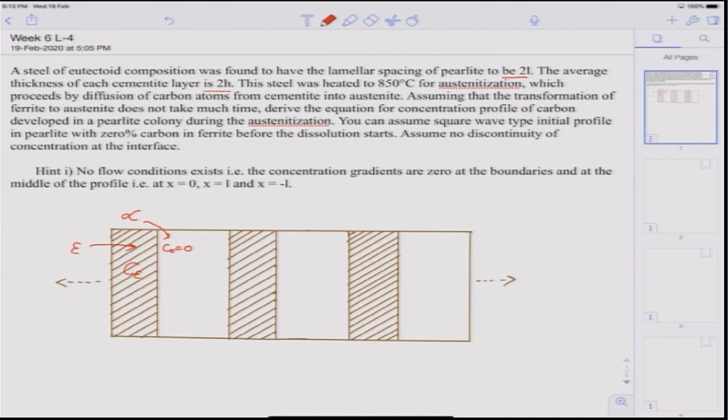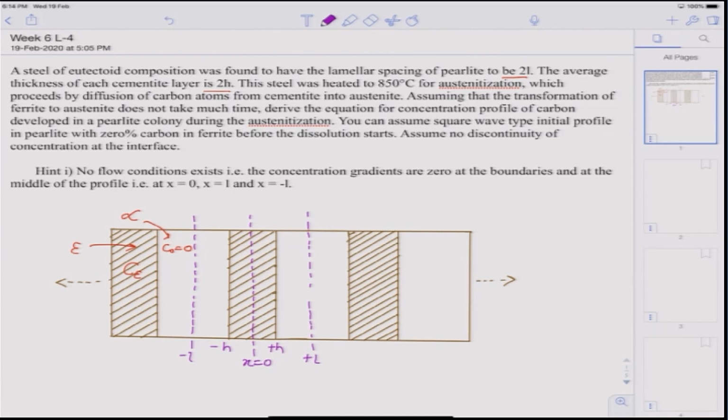So, if we consider our x equal to 0 at the center of any of the cementite layer, then the two edges of this cementite layer would be x equal to minus H and x equal to plus H, and since the period is 2L, the center of the two adjacent ferrite layers will be x equal to minus L and x equal to plus L.